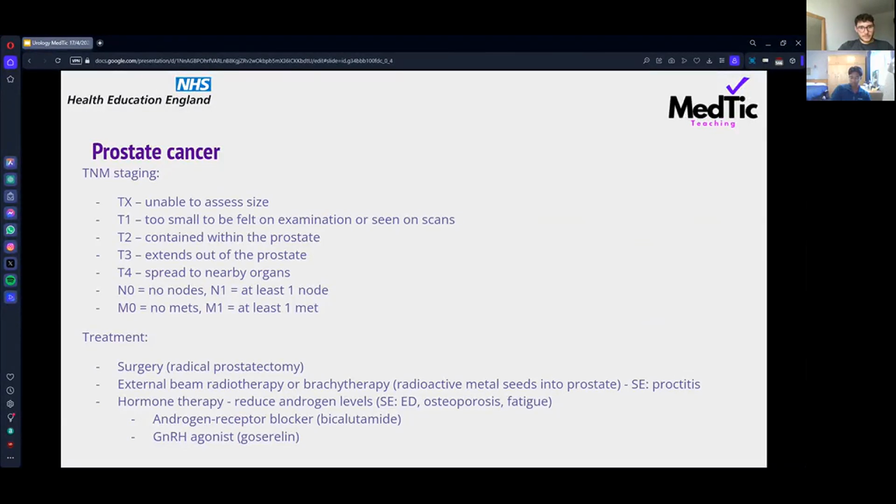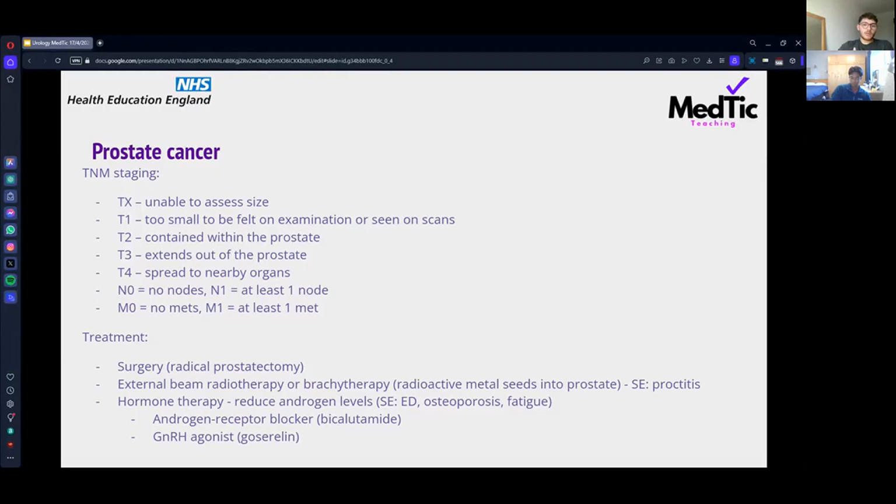It's probably quite important to have an understanding of. It's one of those things where, if you want to try and commit it to memory, then you can. Obviously, there are lots of different TNM stages for different cancers. It's probably something to just have an understanding of.